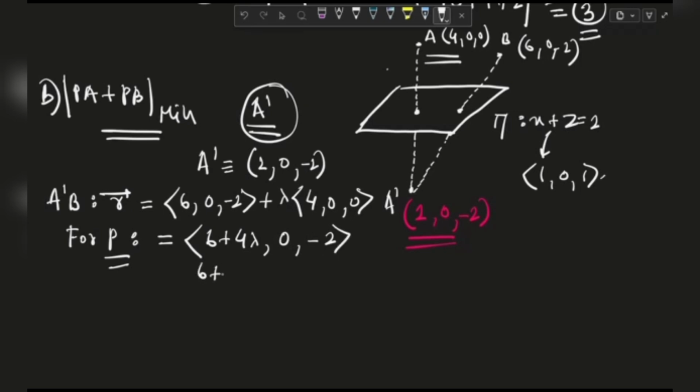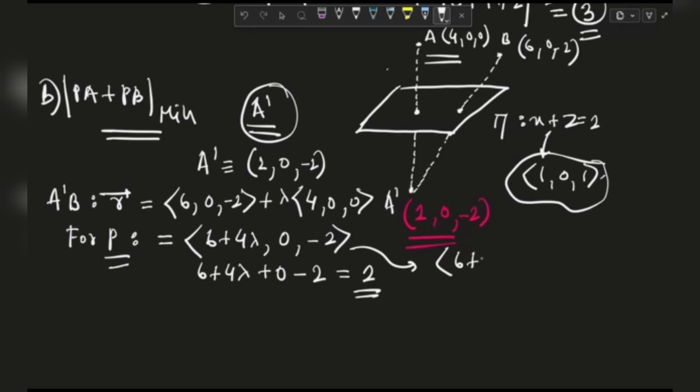So 6 plus 4 lambda plus 0 minus 2 has to be equal to 2. Basically what I did was I took the dot with this thing, or you can write it separately as a step here. I will write that (6 plus 4 lambda, 0, minus 2) dot (1, 0, 1) has to be equal to 2. Because if it satisfies this plane correctly, then only we will get the minimum value of the expression, that is, we will get P. So now let's calculate this.